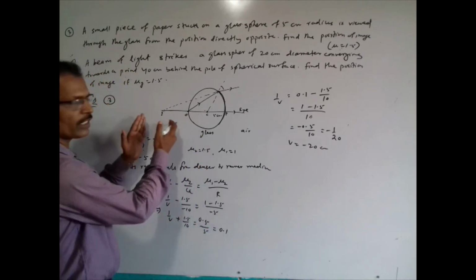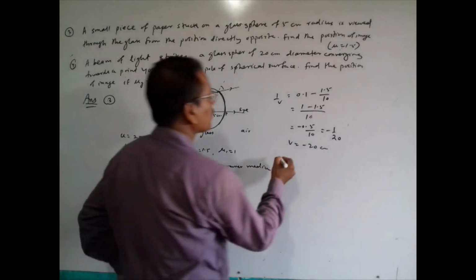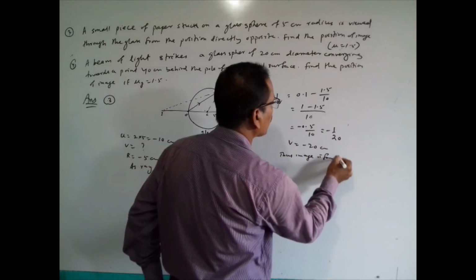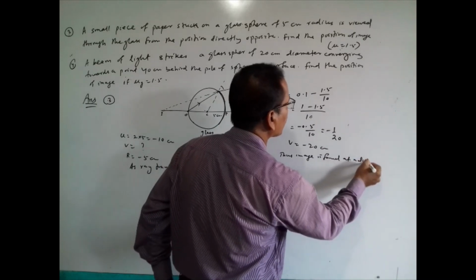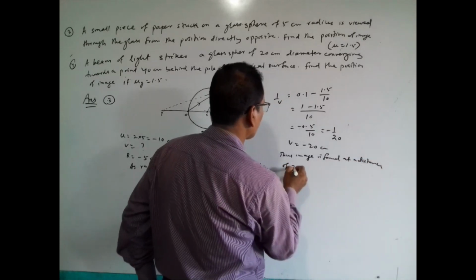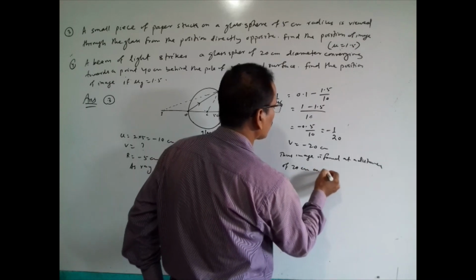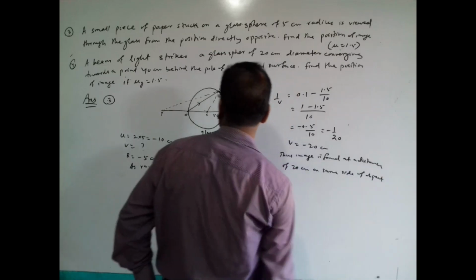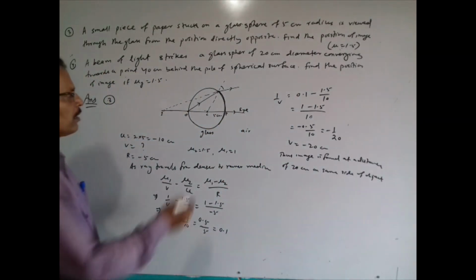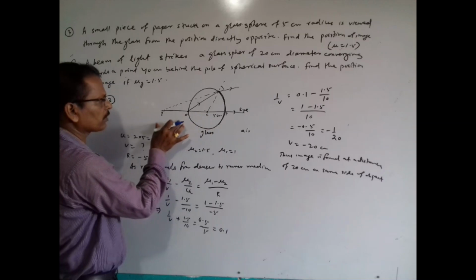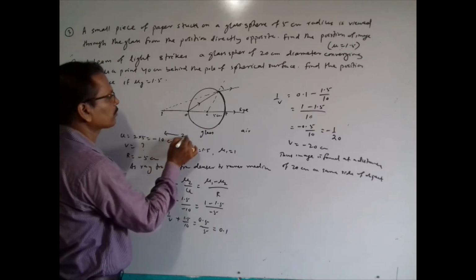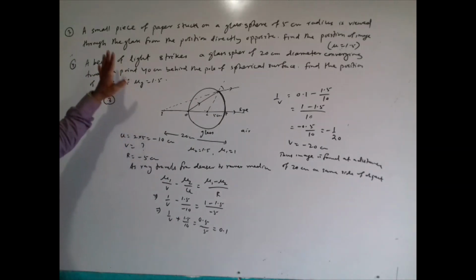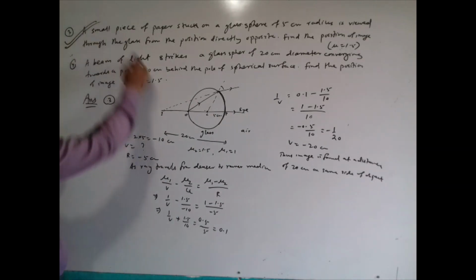The object is at 10 cm. The image is formed at a distance of 20 centimeter on the same side of the object. Minus means the same side: this side 10 and that side 10, total 20 centimeter. This was the first problem, number 3.